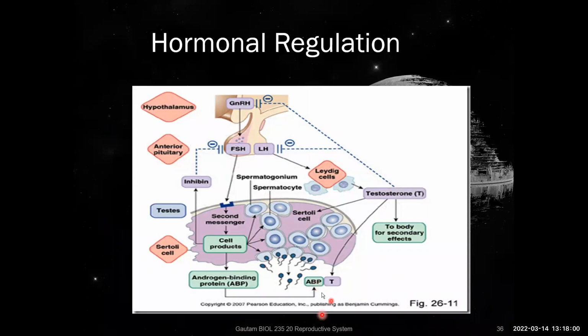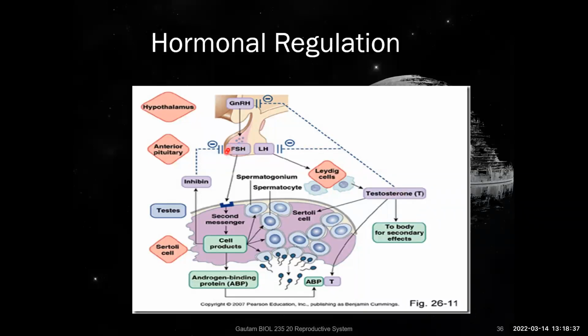In this region is the hypothalamus. This here is the pituitary gland. There's an anterior portion and a posterior portion. The hypothalamus is going to release gonadotropin releasing hormone, GnRH. GnRH travels to the anterior pituitary, causes the release of FSH and LH. LH is going to travel to its target cells, which are the Leydig cells. These are going to be cells outside of the seminiferous tubule. Okay, the Leydig cells are going to release testosterone.